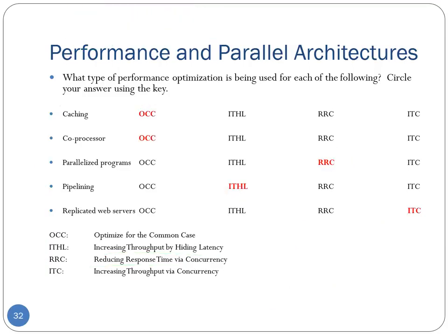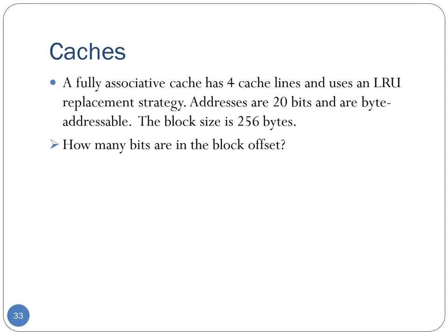So these answers are also summarized over here on this slide. So we are given a fully associative cache that has only 4 cache lines. It uses LRU replacement policy. The memory addresses are 20 bits in size, and it's a byte addressable memory. The block size is 256 bytes. What that means is every cache line can store 256 bytes. The question is how many bits are there in the block offset.